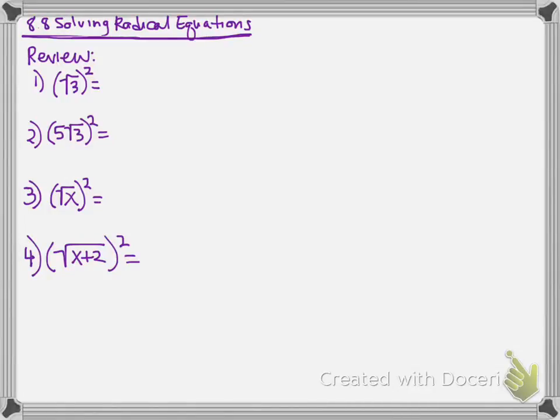Okay, so what you need to know for section 8.8 is that if you want to get rid of the radical, or in this case the square root sign, you need to square it. So if you have the square root of 3, squared, then it's just going to be 3. And if you have this, well, you got to distribute that. So it's going to be 5 squared times the square root of 3 squared, which is just going to be 25. Square root of 3 times square root of 3 is just 3. So the answer to this is 75.